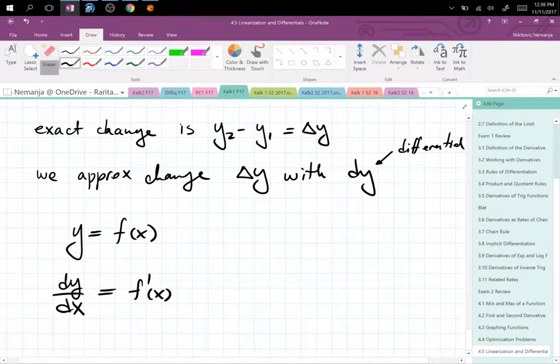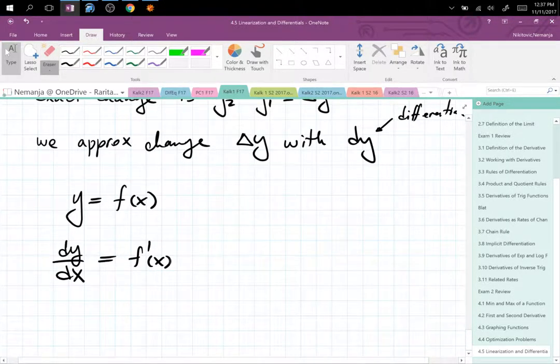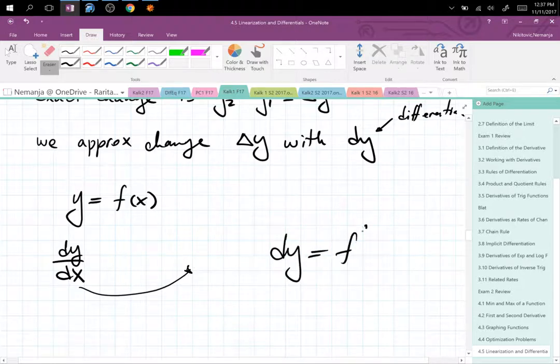Well, y dot in his case, like this. And then, yeah. So all we're going to do is move this dx to the other side, and there it is. This is your differential.